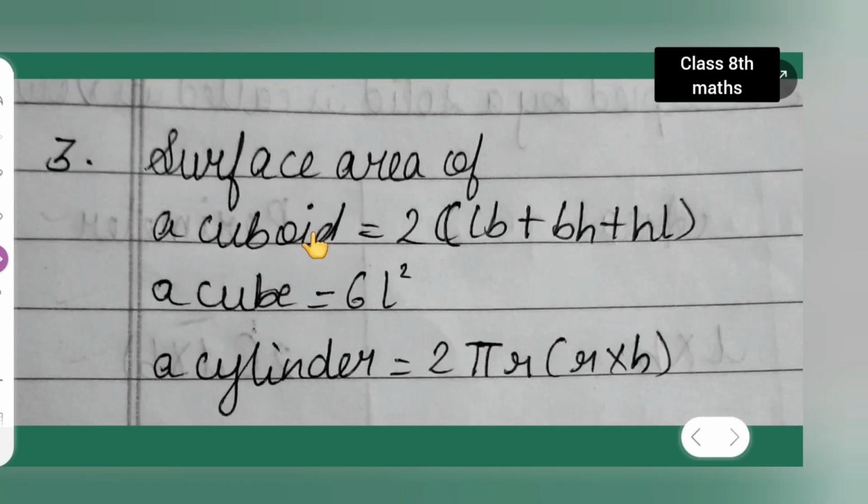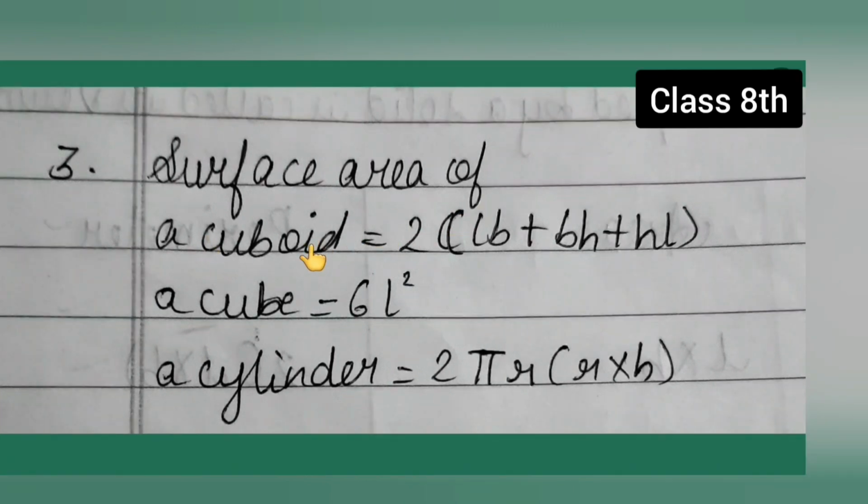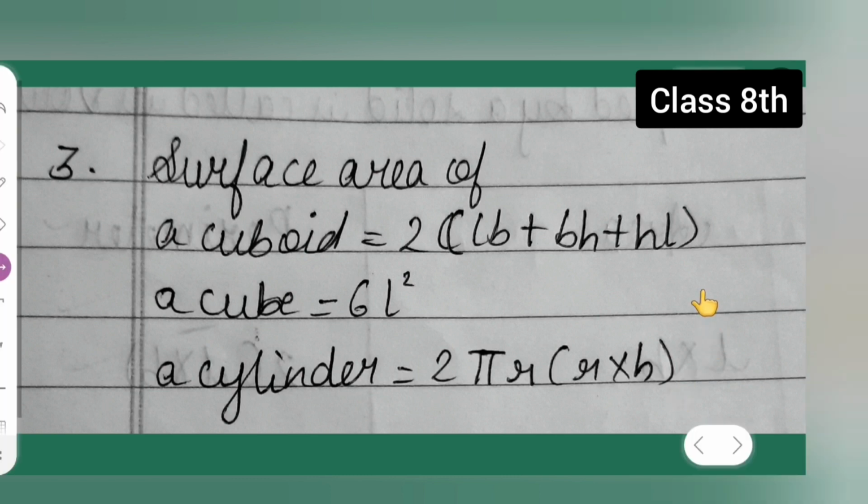Next, let us see. This is the third formula, the surface area of a cuboid. The surface area of a cuboid is twice the bracket length into breadth plus breadth into height plus height into length. What about the surface area of a cube? 6 l squared. Next is the surface area of a cylinder, 2 pi r in the bracket r plus h. h is nothing but height, right? So next let us see.